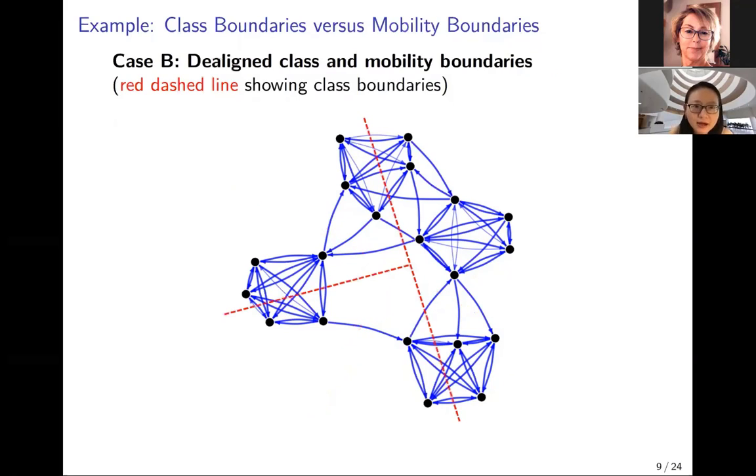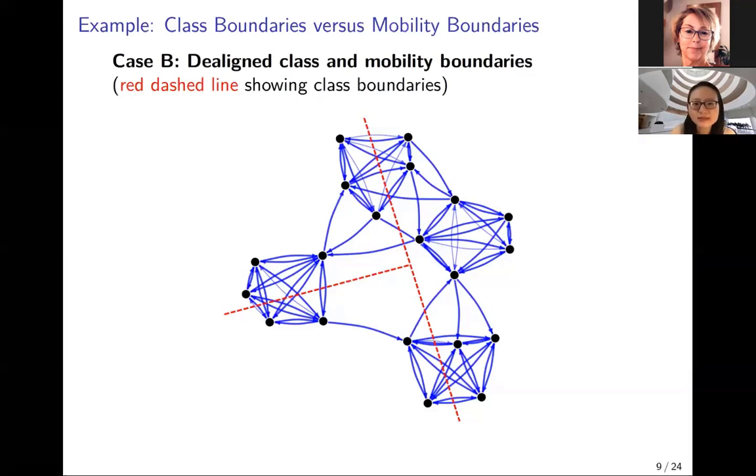But in the second case, I'm showing the case of de-aligned class and mobility boundaries, where the class boundaries cross-cut some of the mobility boundaries. So they do not perfectly align with each other. In this way, we might be labeling some of the within cluster movement as between class movements. So what appears to be a fluid society might simply result from the fact that the class boundaries are not the true boundaries that are segmenting the mobility system. So we might be mislabeling some of the within cluster flows as crossing boundaries.